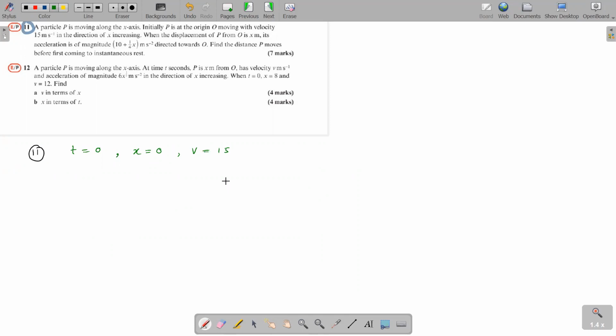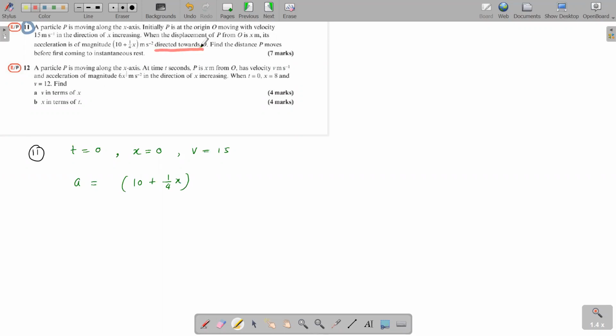When the displacement of P from O is x meters, its acceleration is of magnitude 10 plus 1 over 4x meter per second square in the direction of, guys, look at this, 10 plus 1 over 4x meter per second square. What is this? Directed towards O.